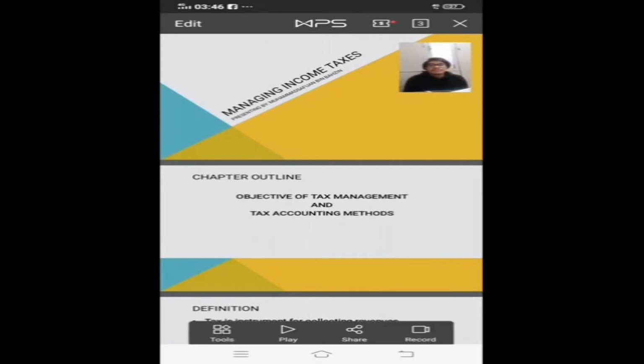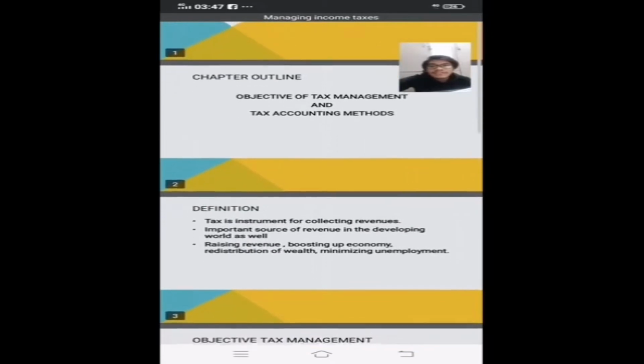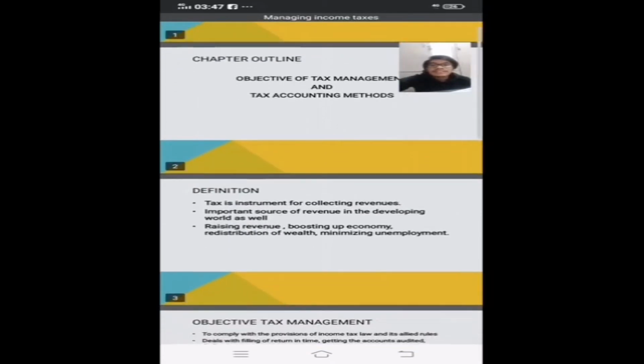So, today I'm gonna explain about managing income tax. Under managing income tax, I will explain about the objective of tax management and tax accounting methods. So, we move to the definitions, which is the definition of tax.